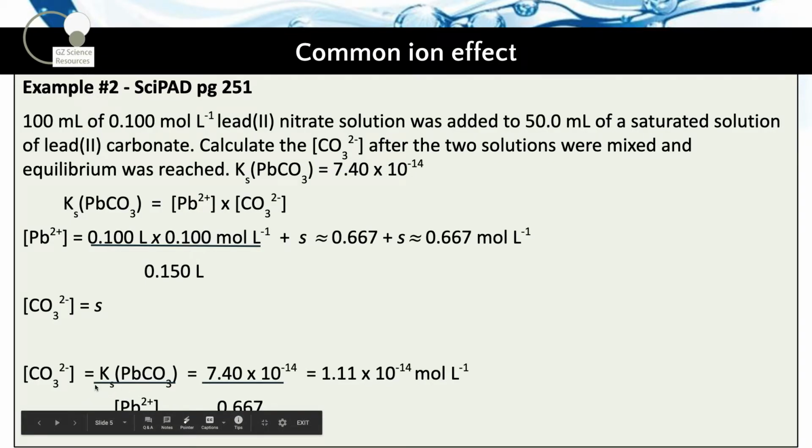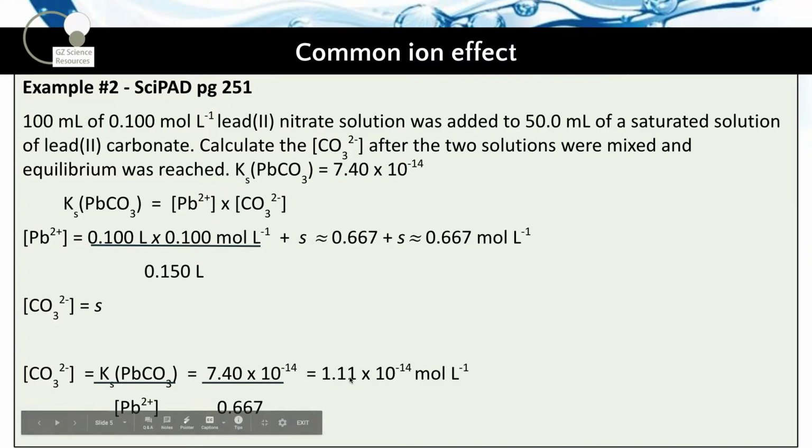We rearrange our Ks expression and plug in our numbers. Remember, the Ks constant was given to us in the question, so we didn't need to figure that out. We just divided by the concentration there. So it's just one number divided by another. It's a pretty easy one-step calculation once you figure out the concentration.